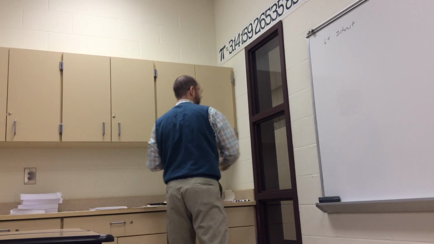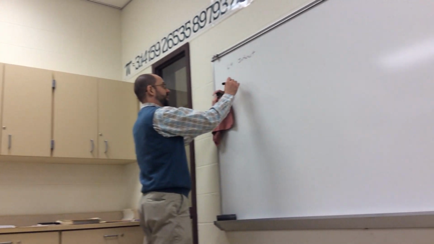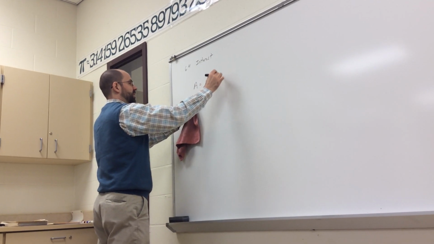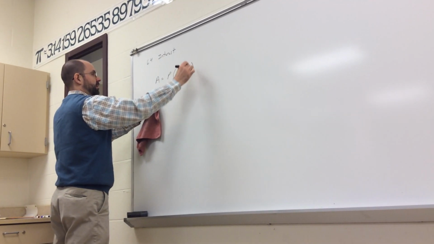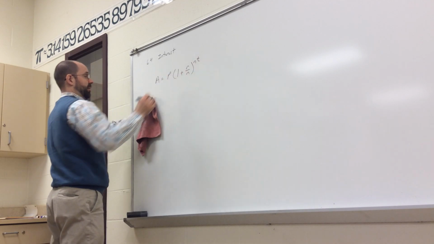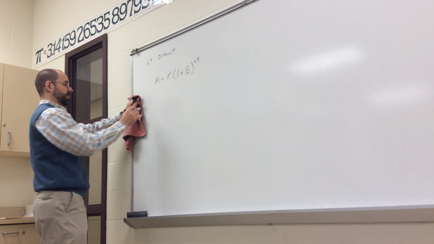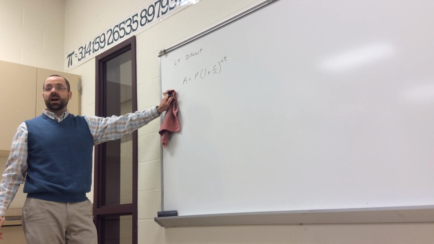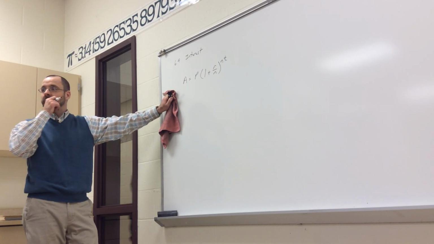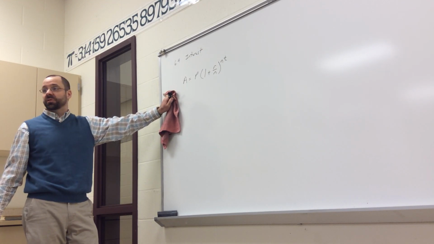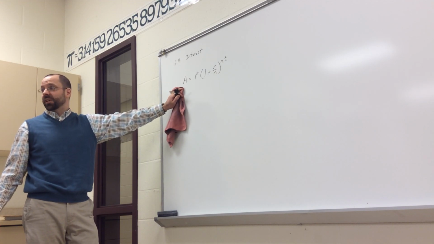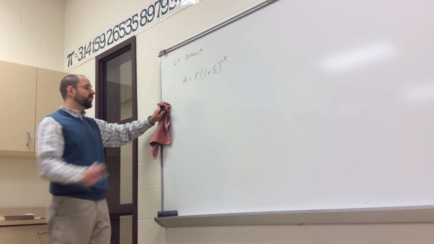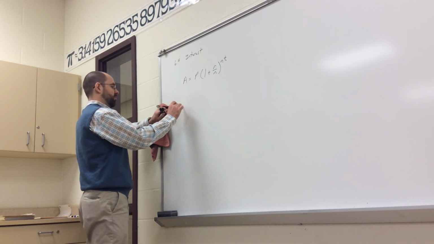And I want to remind you about a formula from pre-calc. It's A equals P times 1 plus R over N to the NT power. And remember, this has to do with compound interest. So this is the formula you use to figure out how much you're going to have at the end of an investment if the interest is compounded. So we're just going to do a couple problems with that.